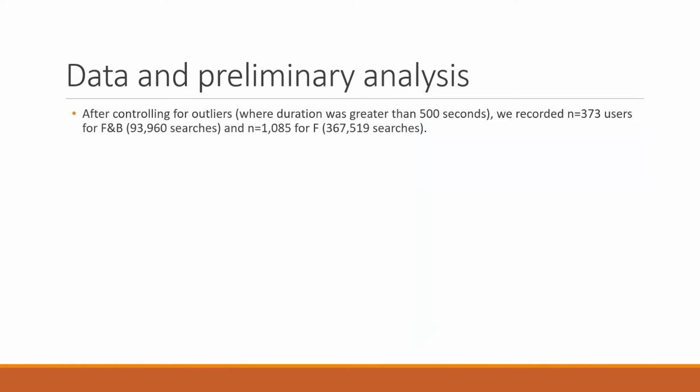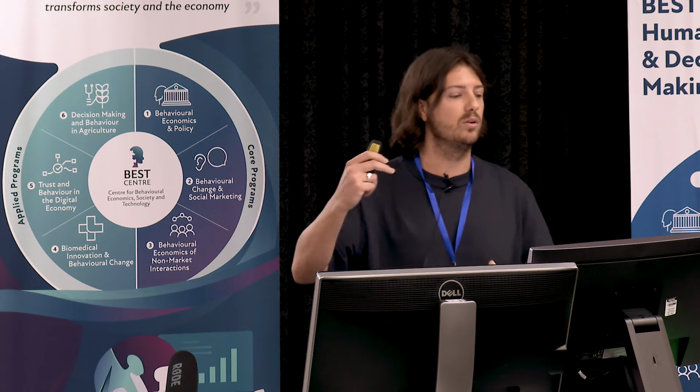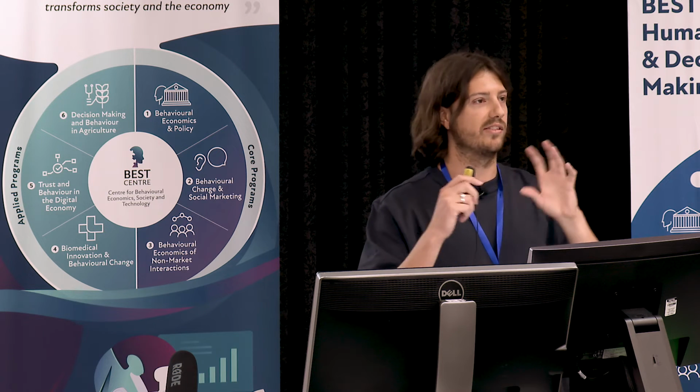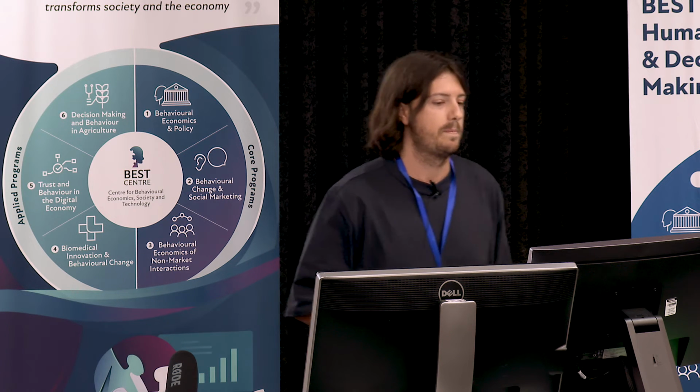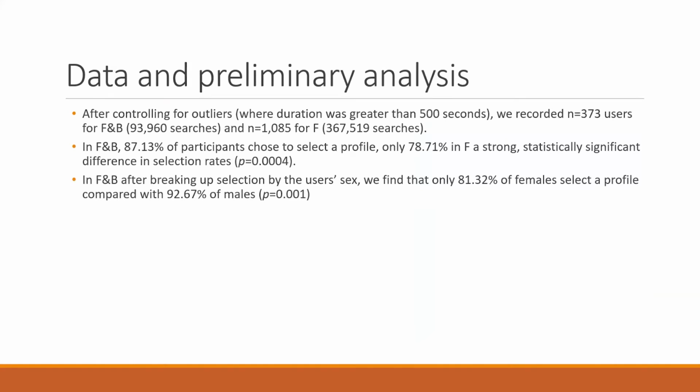In our forward and backwards experiment, which was 2013, we recorded 373 users all up. And in 2014, for the forward only, we had 1,085, each with, obviously, the panel having many searches as observations here. Some quick preliminary descriptive statistics. In F&B, that's forward and backs, 87.13% of participants chose to select a profile, only 78.71% in forwards only. So that was a strong, statistically significant difference in the selection rates between the two styles of search.